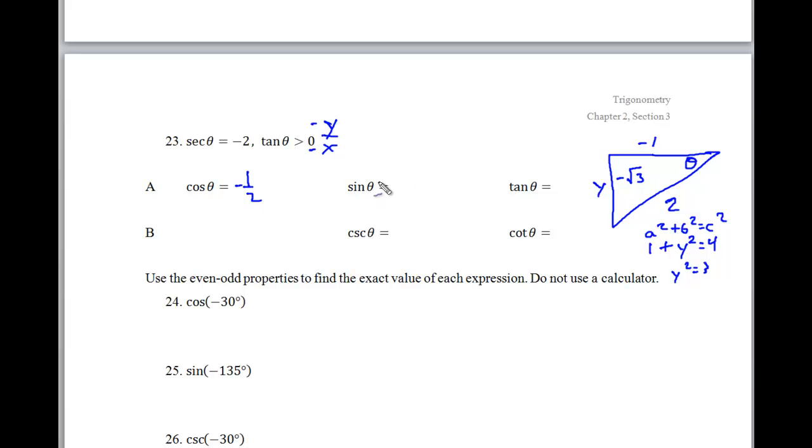So going from my sine, this is negative square root of 3 over 2. Going from my cosecant, which is 2 over negative square root of 3, if I rationalize the denominator, this gives me 2 square roots of 3 over 3. My tangent is negative square root of 3 over -1, which is square root of 3. Two negatives make a positive, and cotangent is 1 over square root of 3, which is square root of 3 over 3 if I rationalize that. These should start to look familiar from the unit circle that you memorized.